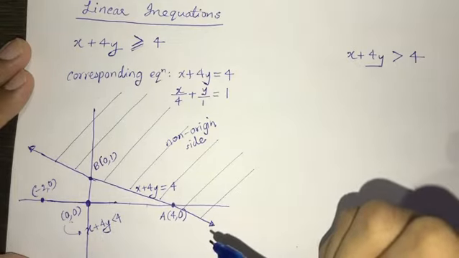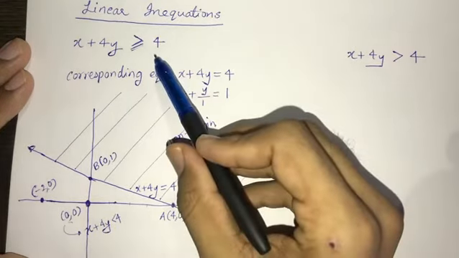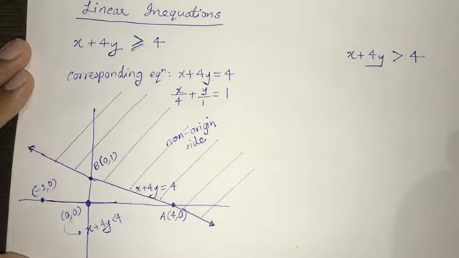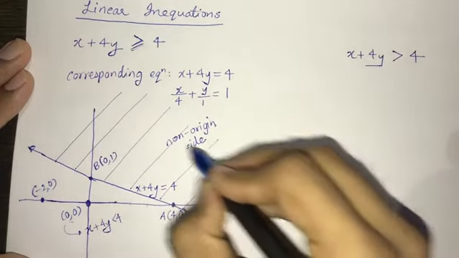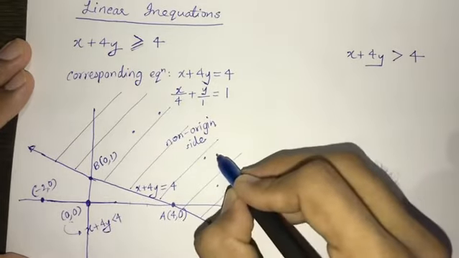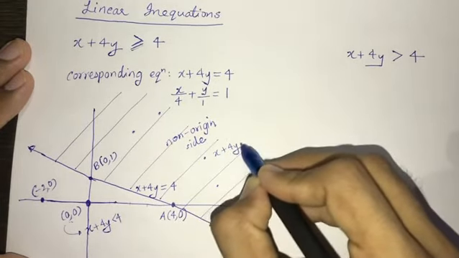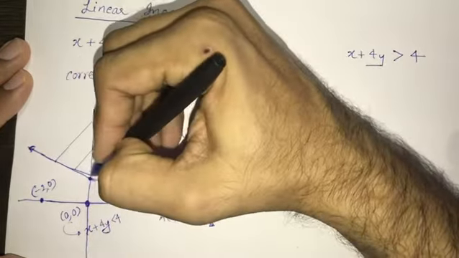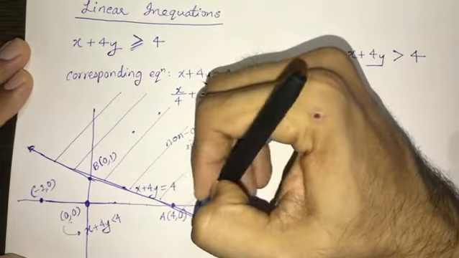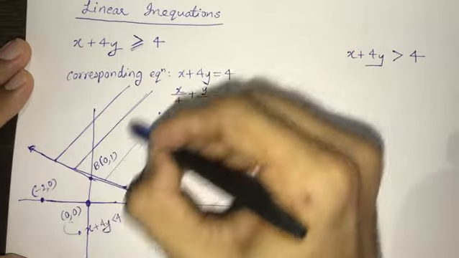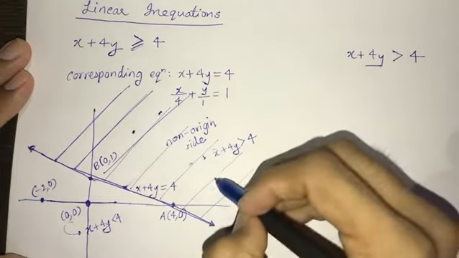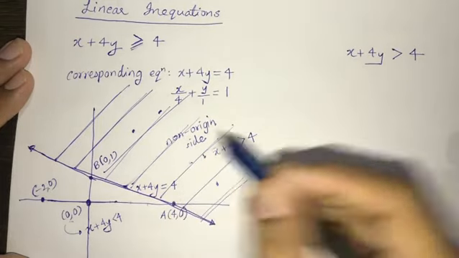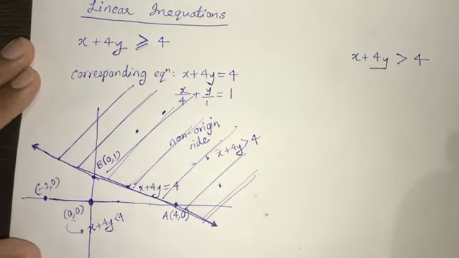So what satisfies this inequality greater than or equal to 4 will be points on the straight line, because for that we'll get equal to 4, and any point you pick on this side will satisfy x plus 4y greater than 4. So the solution will be the points on the straight line, and infinite points from this half plane, which is not on the origin side, it is on the non-origin side.